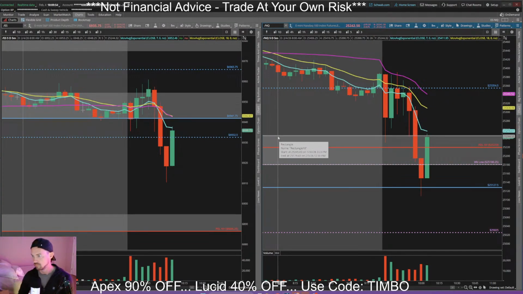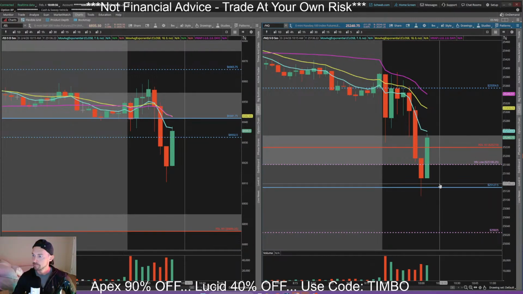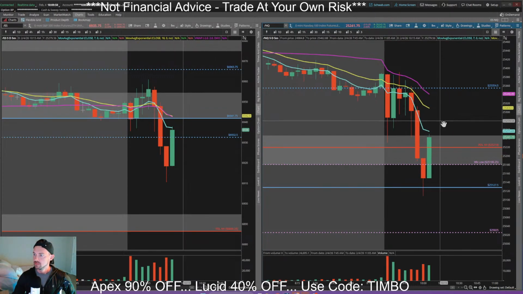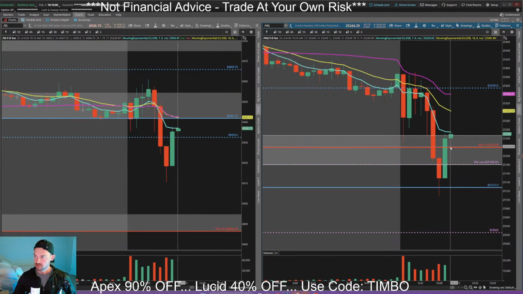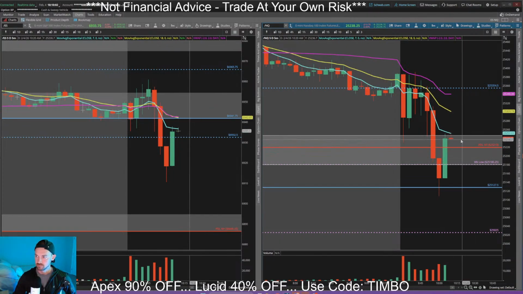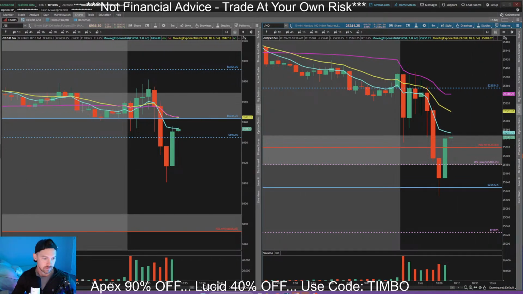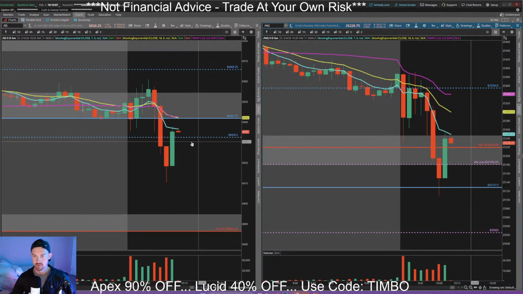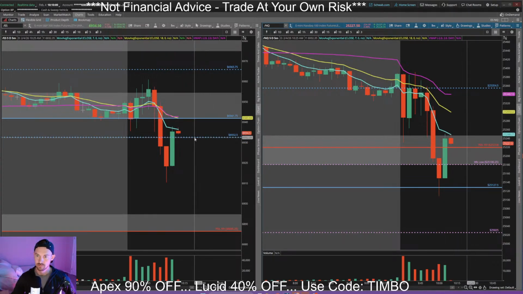All right, pretty strong push up. I'd want to see us back underneath previous day's low on Nasdaq for shorts, personally. And ES back under this 32 level.